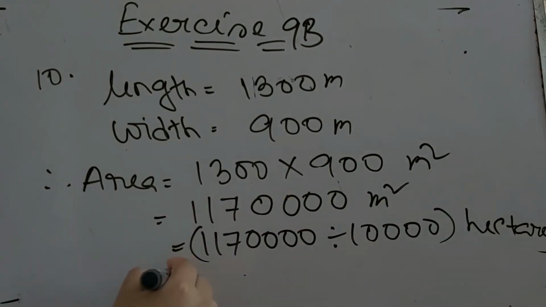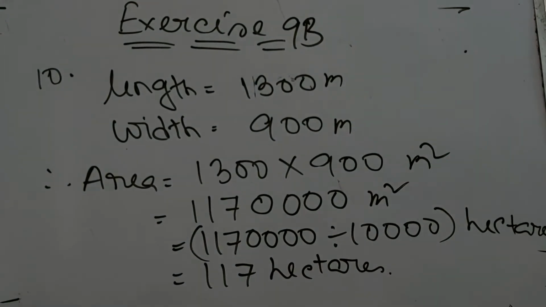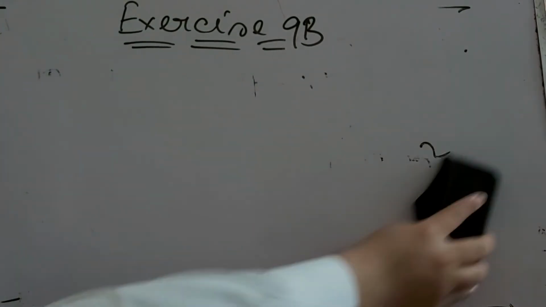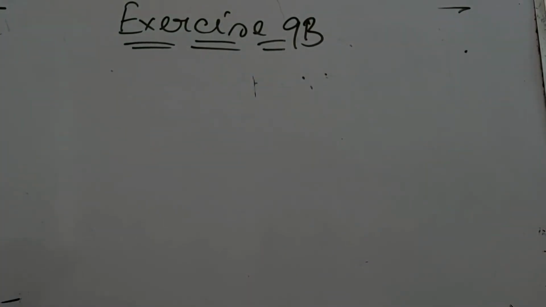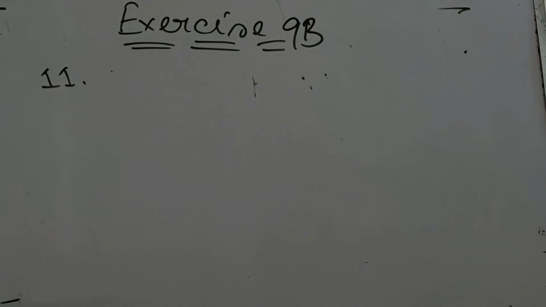So there our answer will be 117 hectares. Now next problem, number 11. Number 11 says, find the number of hectares in a square kilometer. Similar type of problem. So first we have to convert this 1 square kilometer into hectare.